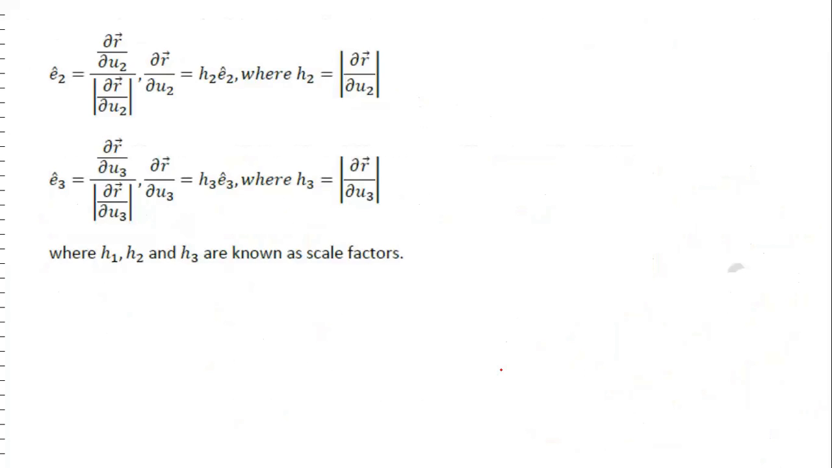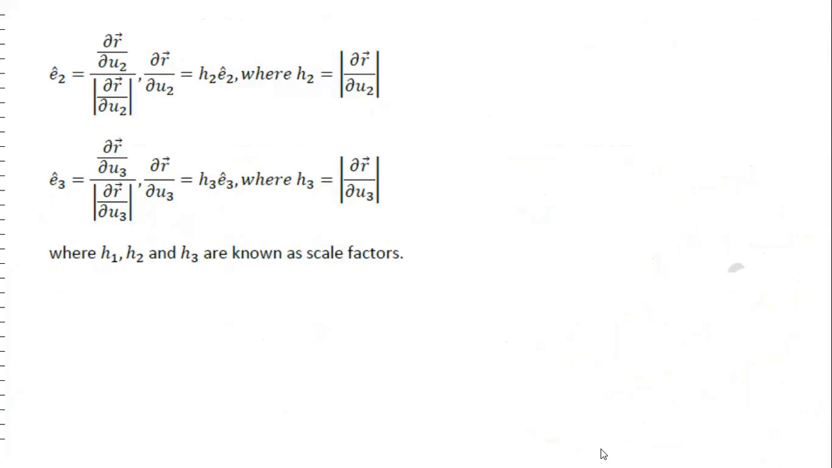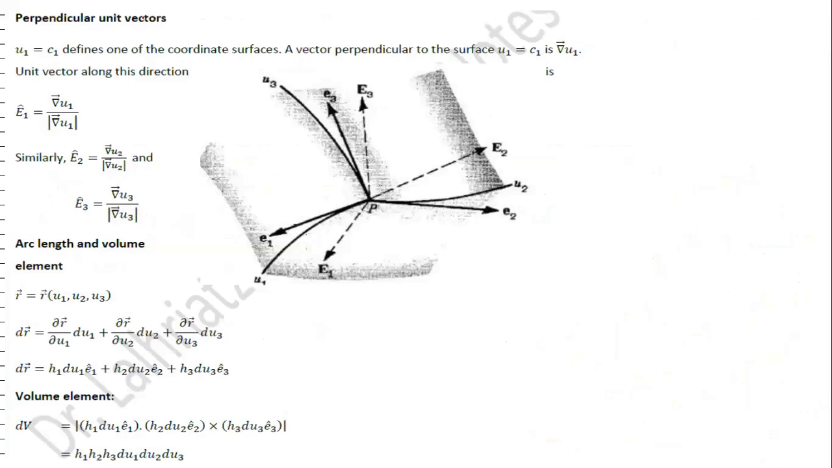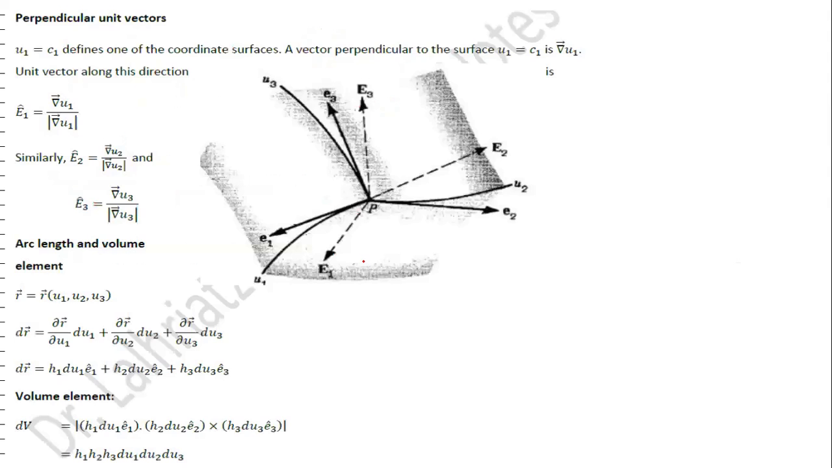Similar to that, you can find the unit tangent vector along u2. In order to find it, you simply differentiate the position vector r with respect to the coordinate u2 and divide with the magnitude. If you denote this magnitude as your scale factor h2, then you can write it like this. Similarly, the unit vector along the u3 coordinate line will be the differentiation of the position vector with respect to u3, divided by the magnitude. This is what you get, right? These are known as the scale factors.